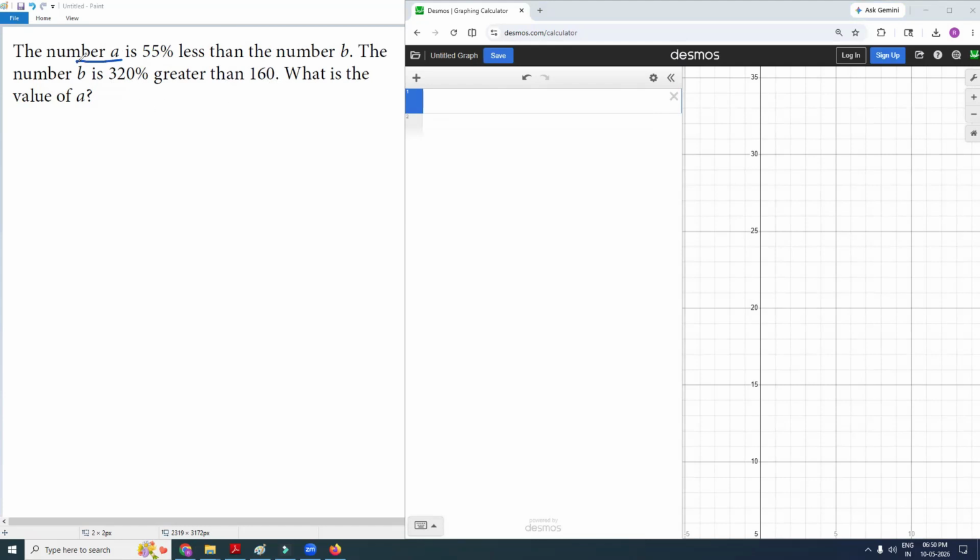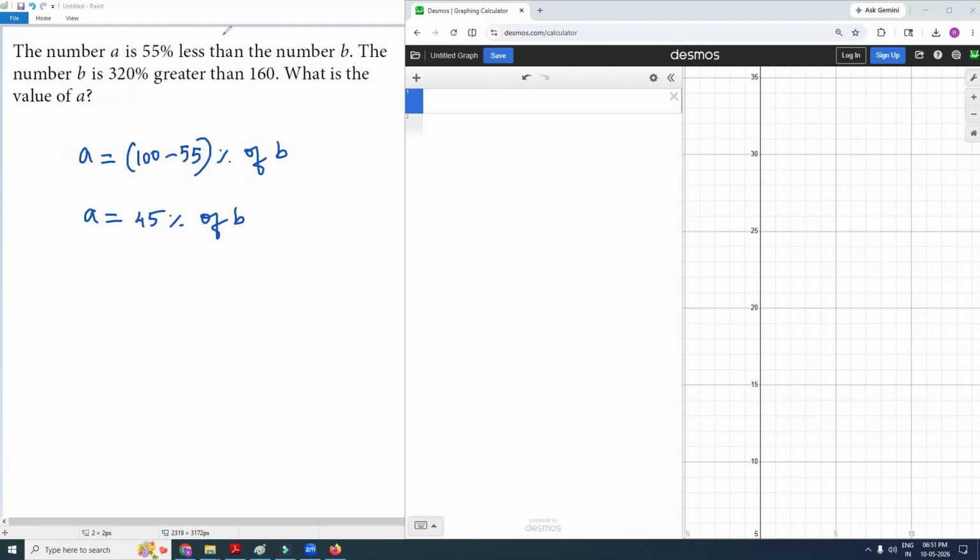Okay, now let me consider the first piece of information, that is, number A is 55% less than the number B. We can write this information as an equation. Here we have A is, that is, A is equal to 55% less than. Since we have the term less than, we have to subtract this 55 from 100. Then we have 100 negative 55. Then we have to take the percentage of the number B, that is, of B. Okay, now let's do some simplification over here. 100 negative 55 is 45, that is, A equals 45% of B.